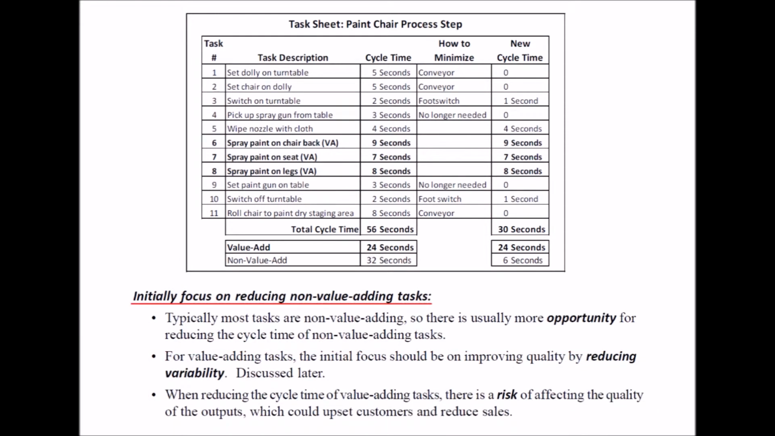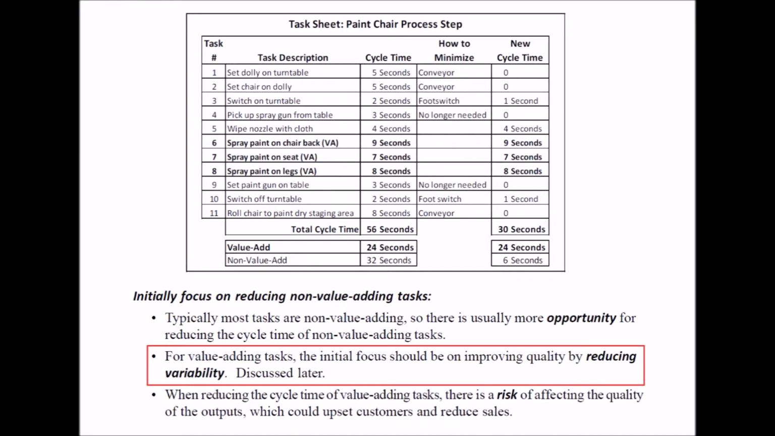Initially focus on reducing non-value adding tasks. Typically, most tasks are non-value adding, so there is usually more opportunity for reducing the cycle time of non-value adding tasks. For value adding tasks, the initial focus should be on improving quality by reducing variability. We will discuss variability in sessions 19 through 23.